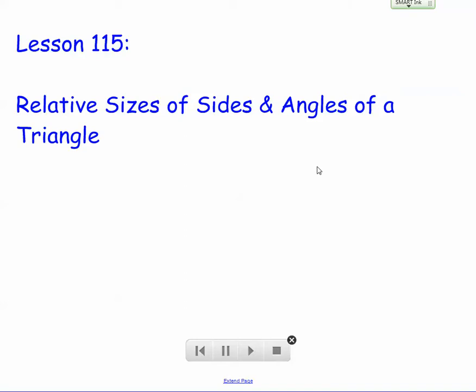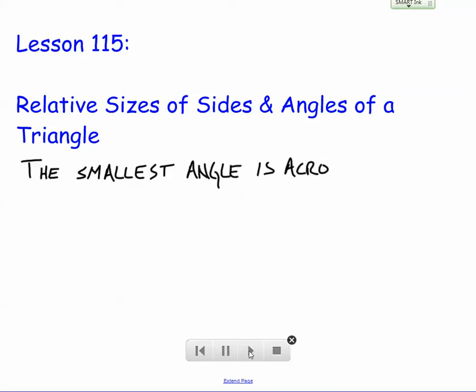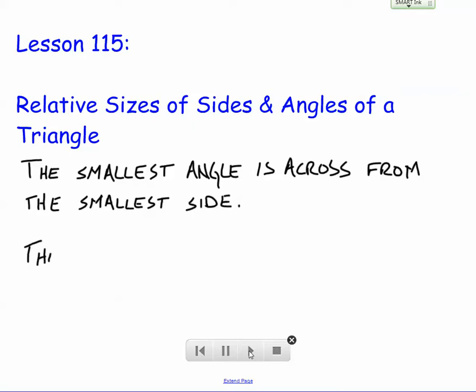All right, tonight, lesson 115, relative sizes of sides and angles of a triangle. Pretty simple concept, but we have to do some rational thinking here. Here's the gist of it: the smallest angle is across from the smallest side of a triangle. And likewise, the biggest angle is across from the biggest side.